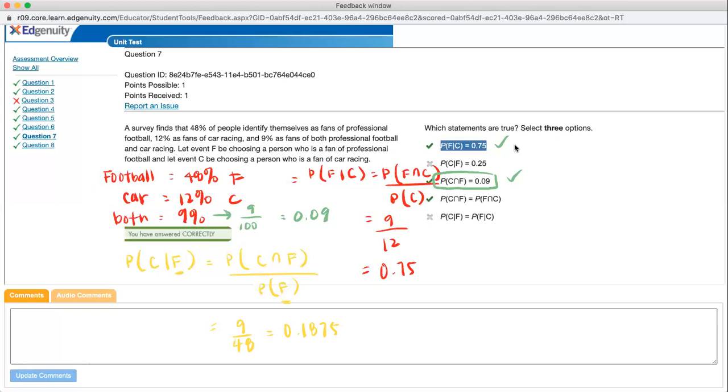And then probability of C given F, so that is 0.1875. Is that equal to F given C? So this is 0.75, 75 hundredths. This is not equal, so you know that that's not correct. Okay.